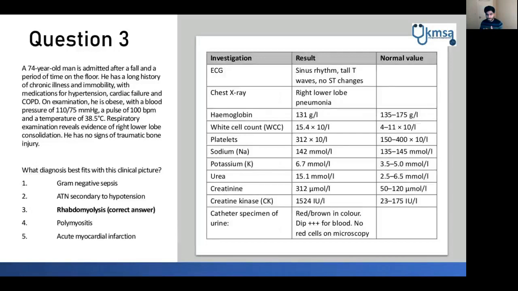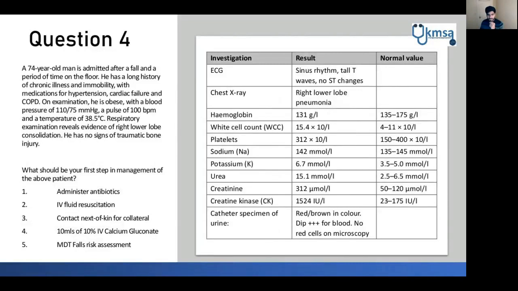Polymyositis, you may also see a really high CK, but you expect to see someone with muscle pain or proximal myopathy for weeks to months, not something as acute as this. An acute myocardial infarction, unlikely given the fact that there's no ST changes on ECG.